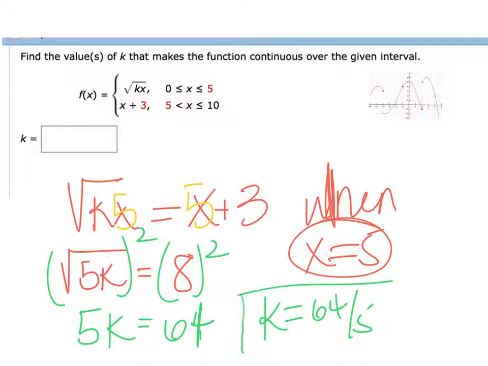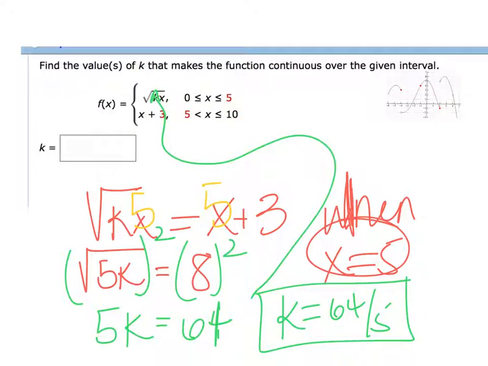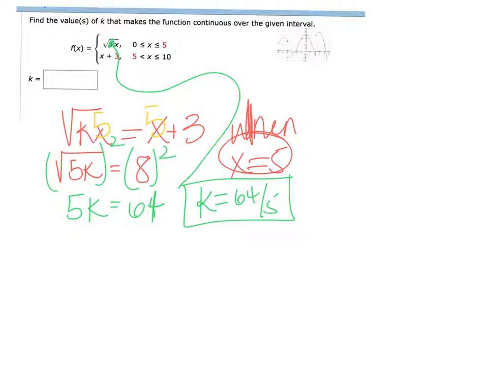And that k value in that function, if you graph it in a calculator or on Desmos, square root of 64 over 5x from 0 to 5, and then 8 from 5 to 10, you would get the same answer. So let's check that. Let's do f of 5, because we want the y value, square root of kx, to be equal to x plus 3 when x is 5. So let's plug 5 in and make sure we did this right.